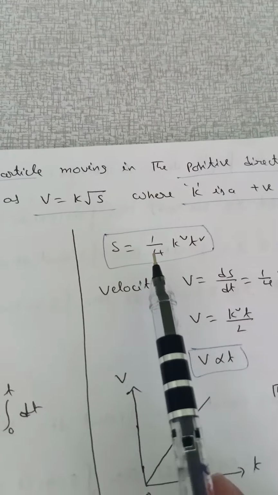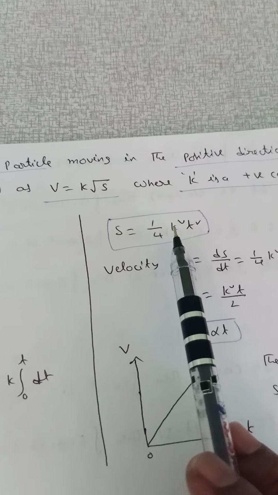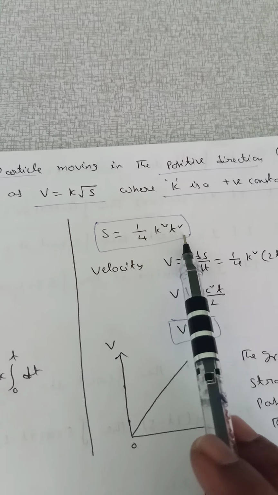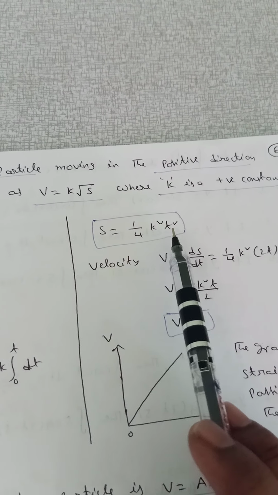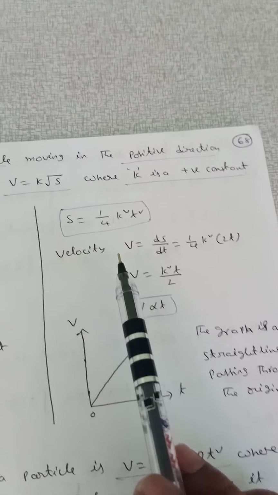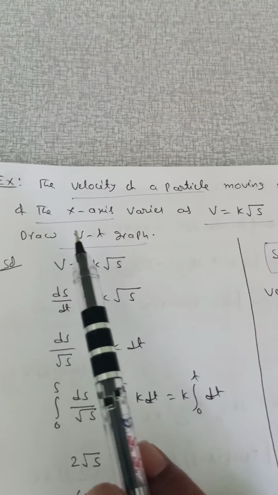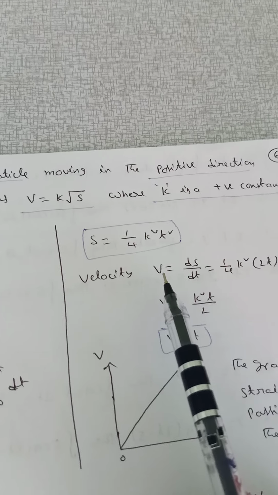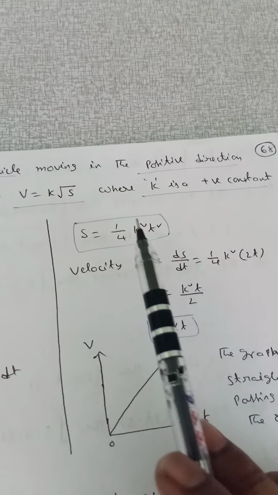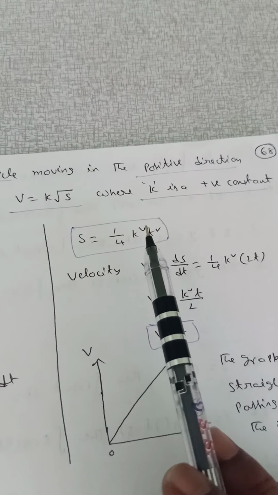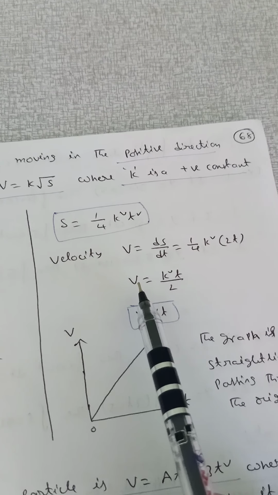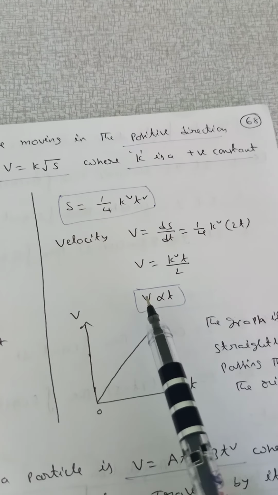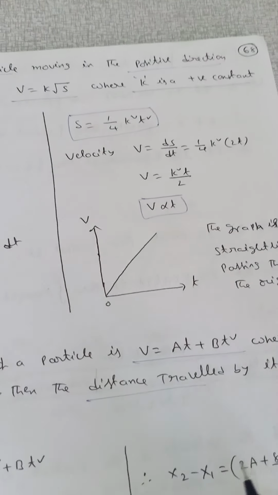S is equal to half k square t square, where k square is constant. Displacement is a function of time, but we need the velocity-time graph. To calculate the velocity, v is equal to ds by dt. 1 by 4 constant, k square constant, t square derivative 2t. This simplifies to v is equal to k square t by 2. K square is constant, 2 is constant, so v is directly proportional to t.